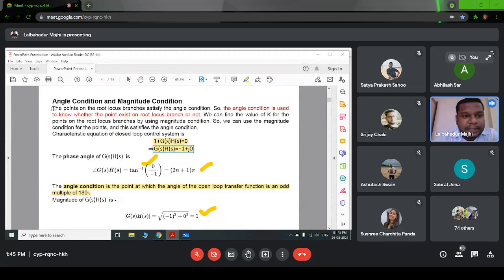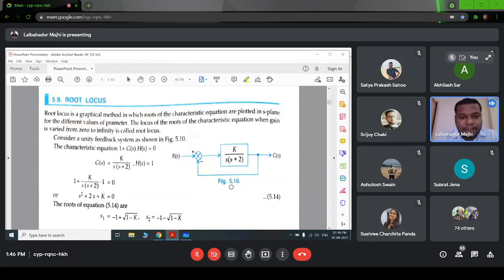So remember this point, the points on the root locus branches satisfy the angle condition, right? So if we have to find a point on a root locus, it should satisfy this angle condition. So the angle condition is used to know whether the point exists on the root locus or not. Similarly, to find the value of k, the system gain, we use the magnitude condition.